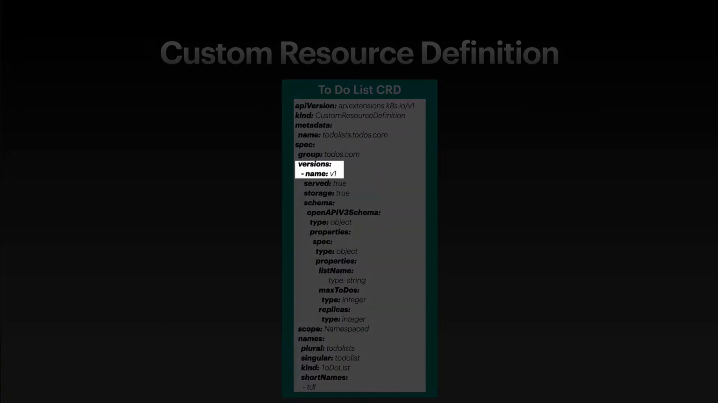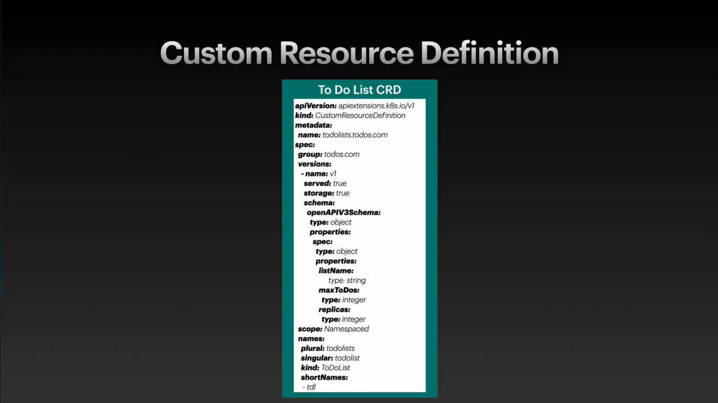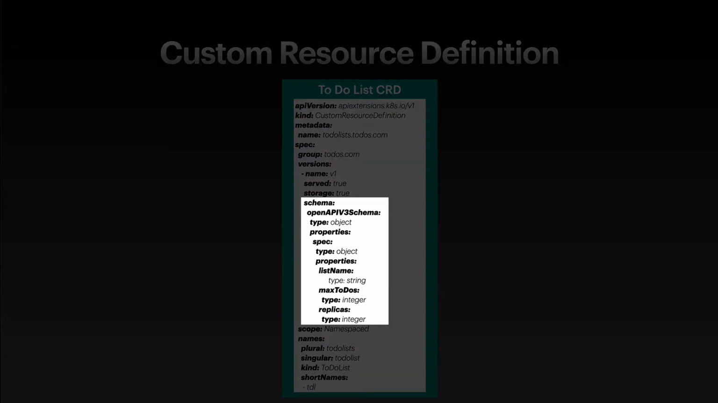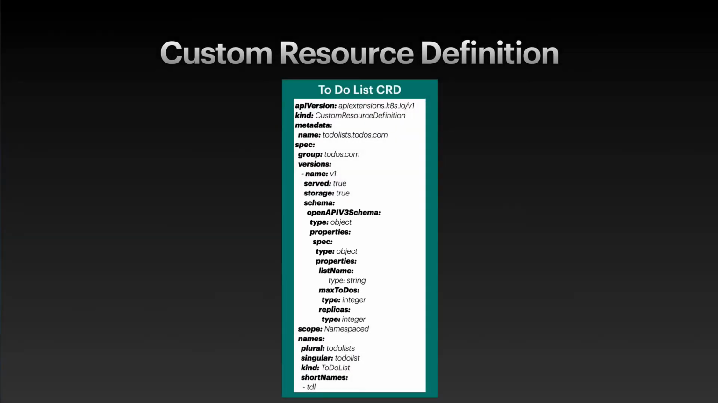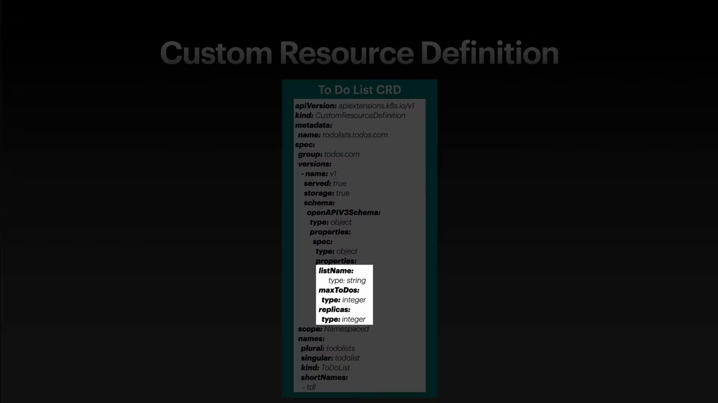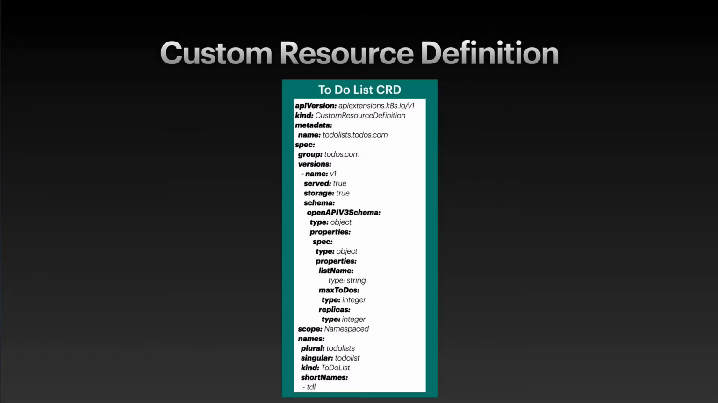There's also the version name, which just indicates the version of the to-do list API that we're installing with this file. For the particular version of the API, we specify the schema or valid fields for making API requests to this new endpoint. This way, we can be sure that the operator will get the required information that it needs to operate the resource. For this schema, I've specified list name, max to-dos, and replicas as fields that should be provided when creating or modifying this to-do list resource.